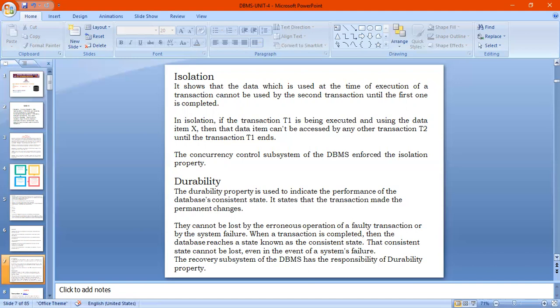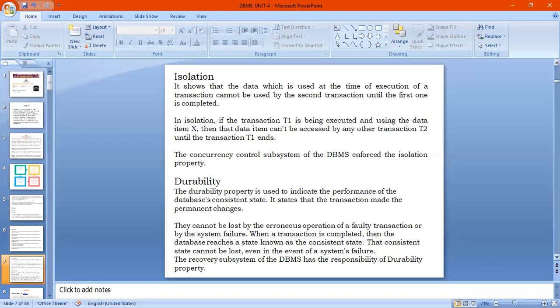Isolation: if transaction T1 is being executed and using data item X, then that data item cannot be accessed by any other transaction T2 until transaction T1 is completed or ends. The concurrency control subsystem of the database management system enforces the isolation property.